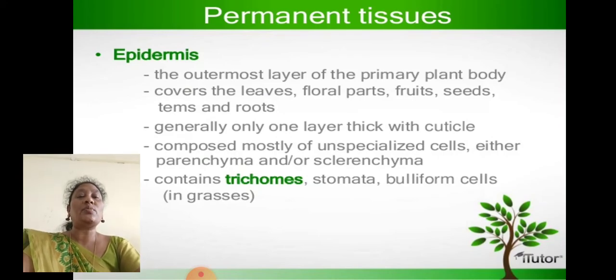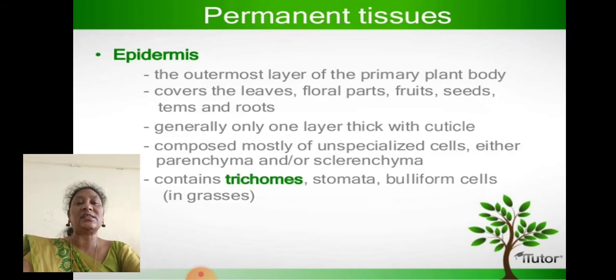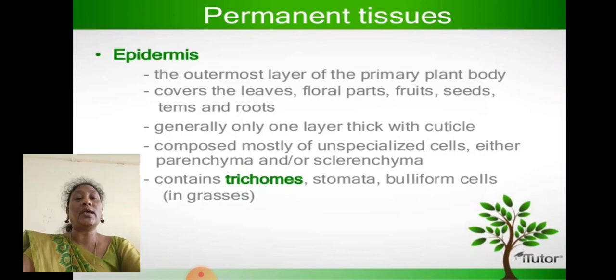Coming to the epidermis, the outermost layer of the primary plant body, it covers the leaves, floral parts, fruits, seeds, stems and the roots. Generally it is only one layer thick with the cuticle, composed mostly of unspecialized cells, either parenchyma or sclerenchyma. They contain trichomes, stomata, bulliform cells in grass.